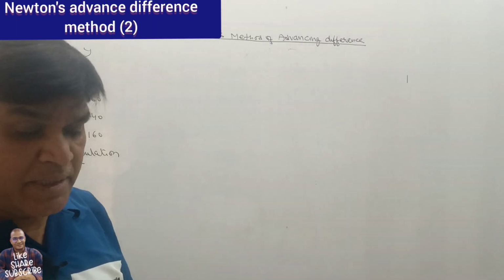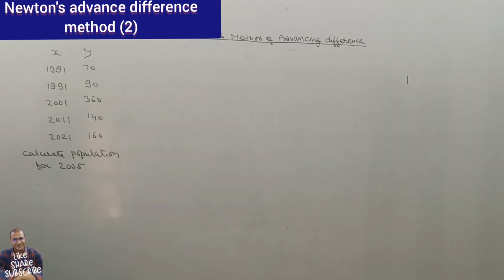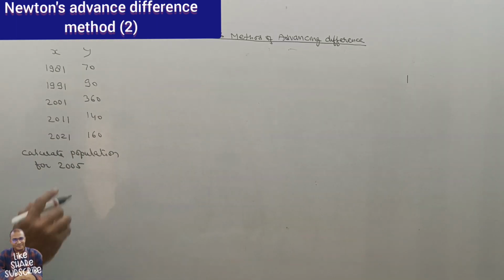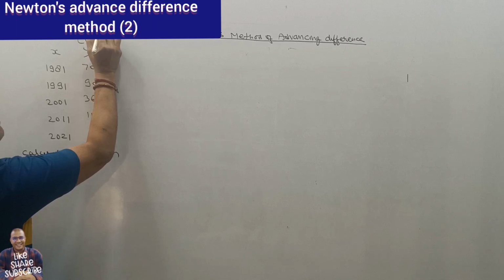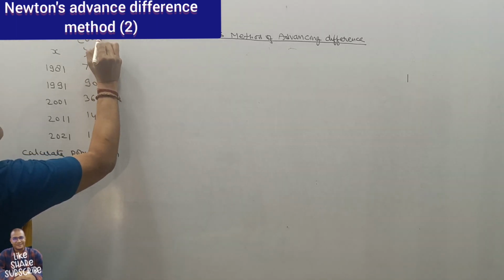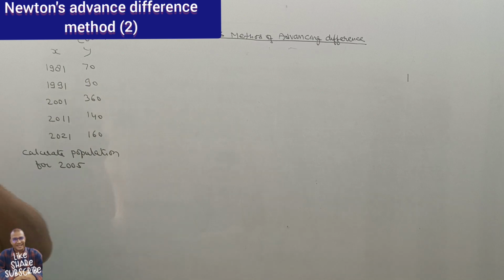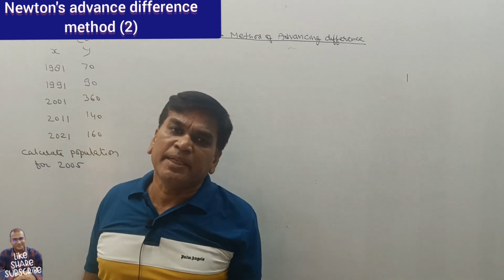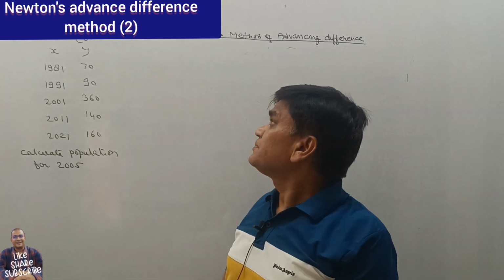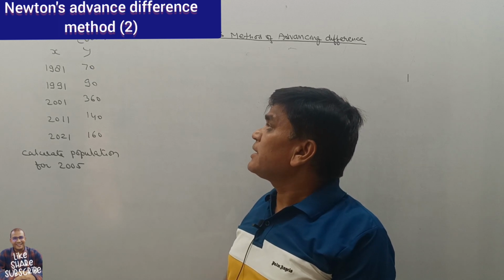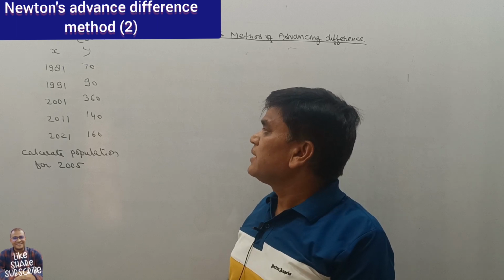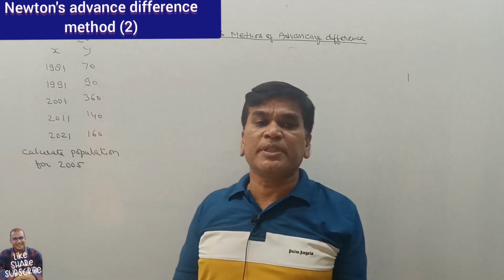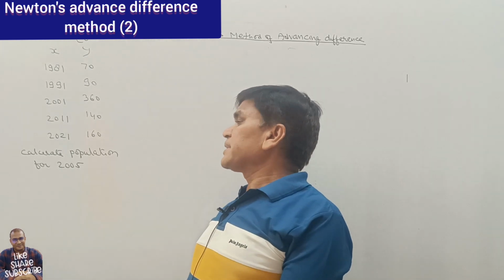This question is in a somewhat different form, so I have taken this. The population of a city in thousands is given. In 1981, that is 70,000. In 1991, that is 90,000. In 2001, 360,000. And in 2011, 140,000, and then 160,000.